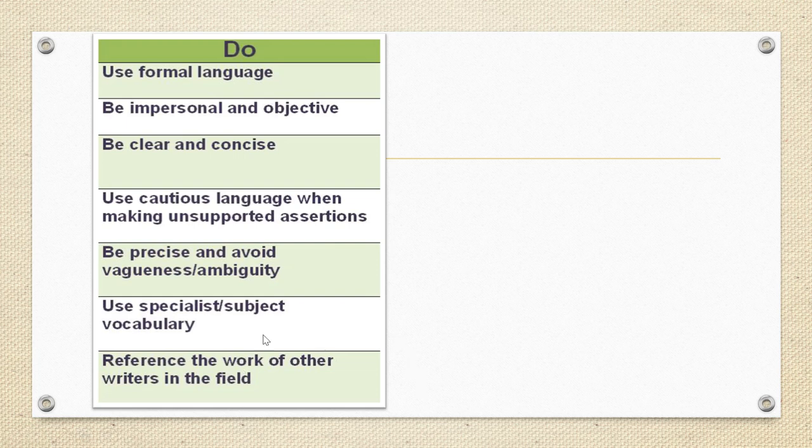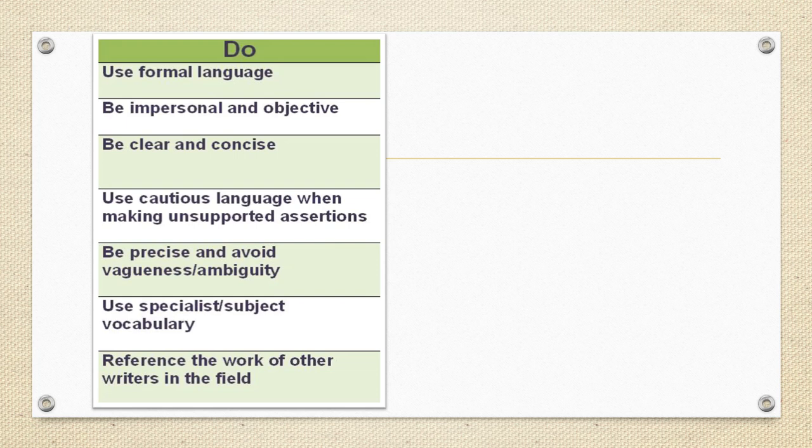You have to use specialist or subject-related vocabulary. Do not use random words or words which have no connection to your subject. If you are in zoology, botany, or chemistry, you should not use words related to literature. Literature has its own jargon, its own terminologies, its own vocabulary, which is very non-scientific, you see.